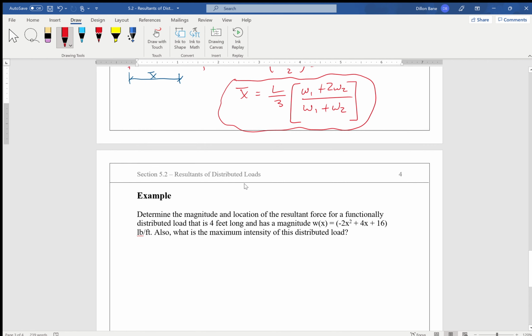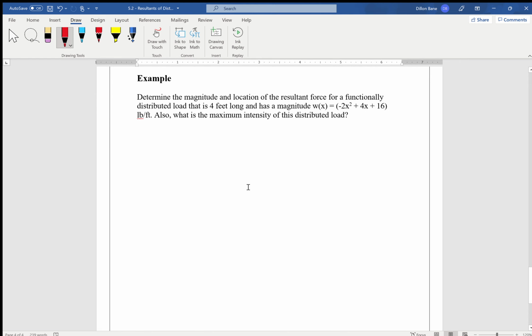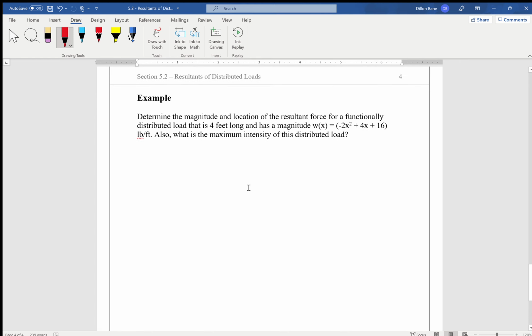But first off, we just need to know how to work with these loads. So let's move on to our last example then, and actually work with a functional load that's not linear, something that we couldn't just break into basic shapes, okay?